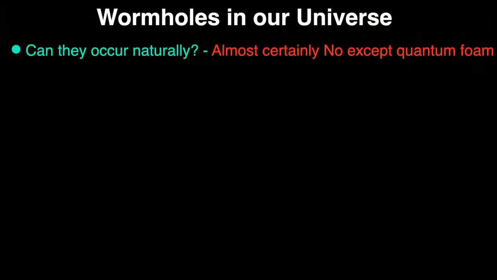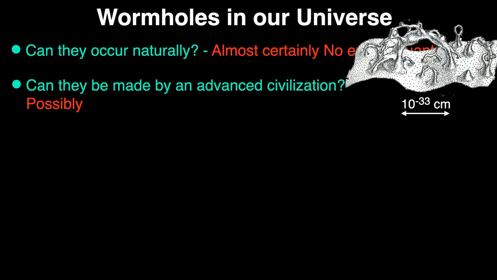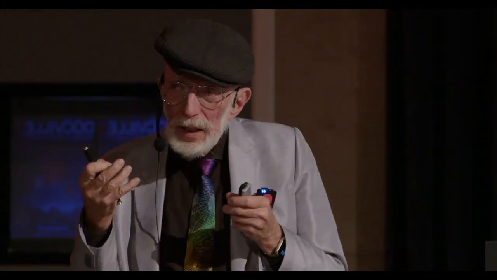So the bottom line today is, can wormholes occur naturally in the universe? After several decades of research, the answer is almost certainly no, except so-called quantum foam, which was conceived of by John Wheeler and a source of his enthusiasm. These are fluctuations of the topology of space and time on scales of so-called Planck length, which I won't go into the details of, but these are associated with these poorly understood laws of quantum gravity. So we're getting back into that.